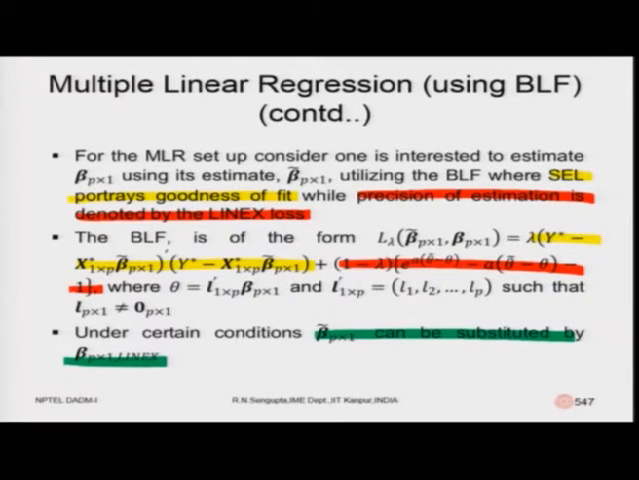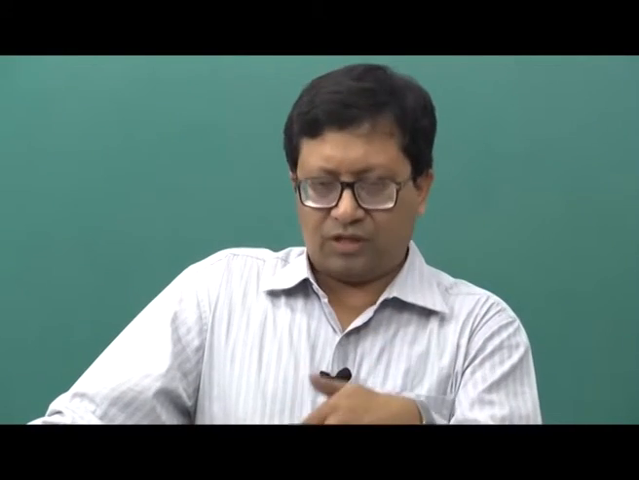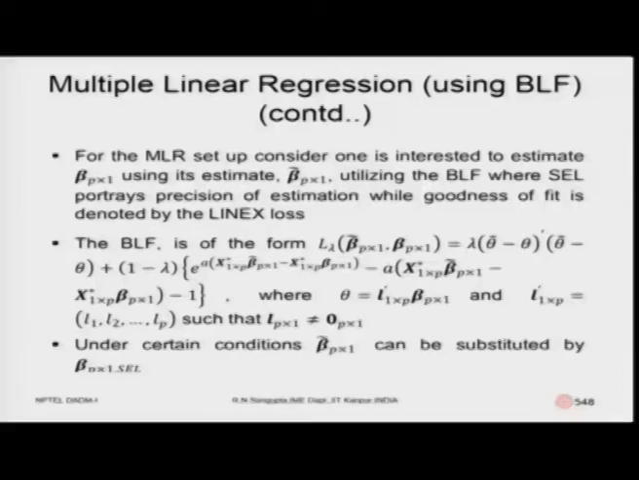So, the first case: the goodness of fit was squared error, the precision of estimation was Linex, and you use the estimated beta coming from the ordinary least square setup. Second, which is in front of you: again squared error loss for the goodness of fit, Linex loss for the precision of estimation, but now you use the estimated value of beta coming from the Linex loss setup. Let us consider the third setup.